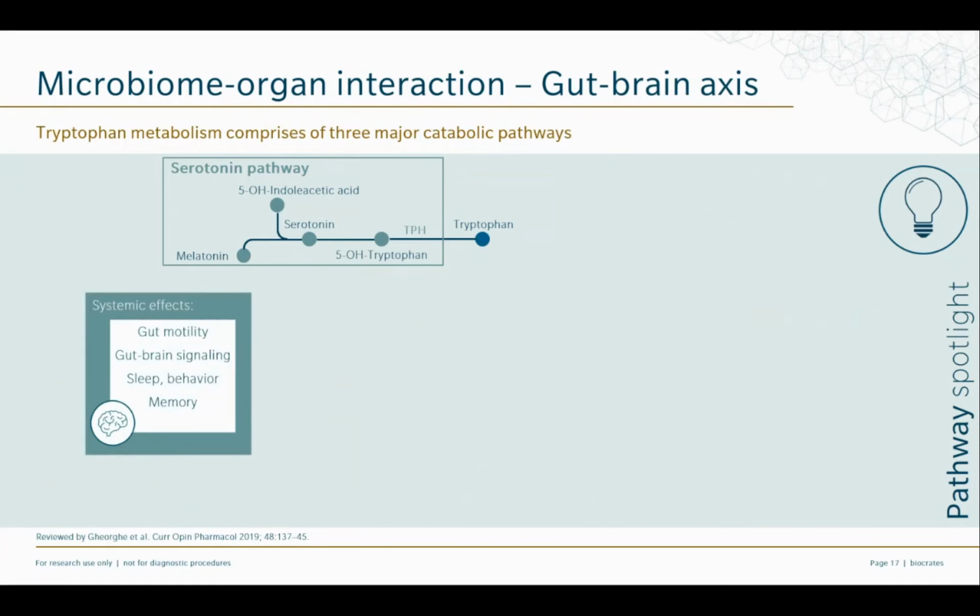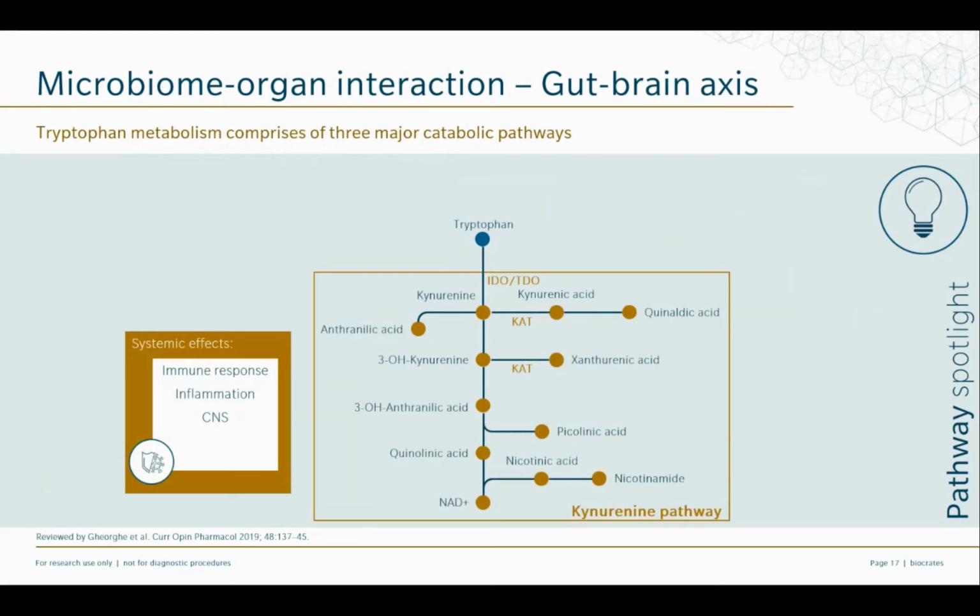Up to 10% of tryptophan is metabolized via the serotonin pathway. Serotonin is a neurotransmitter that is actually synthesized mainly by specialized cells in the gut epithelium. So knowing this, it is not very surprising that gut microbes can also modulate the availability of serotonin. Serotonin is one of the key molecules for signaling along the gut-brain axis, and in the central nervous system, serotonin exerts positive effects on mood, sleep, and behavior, and it improves memory and also gut motility.